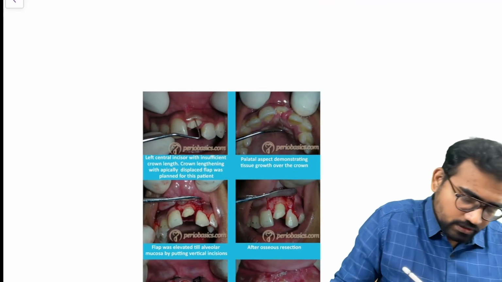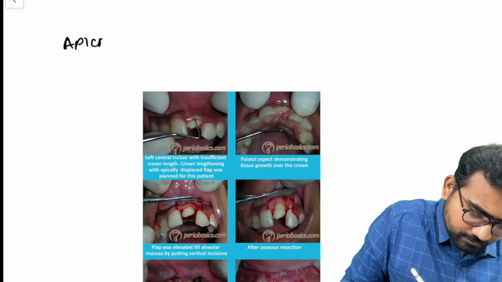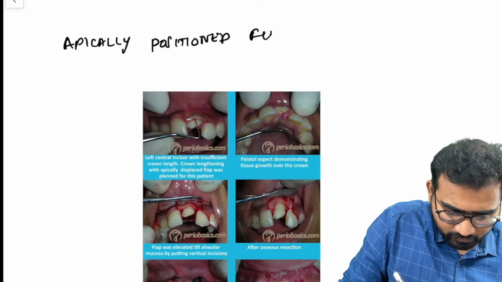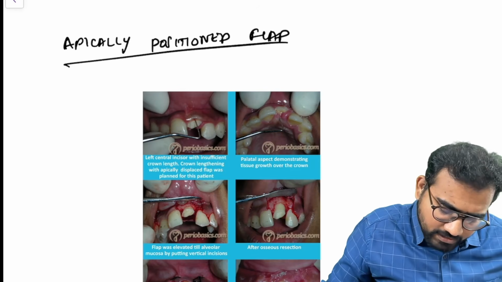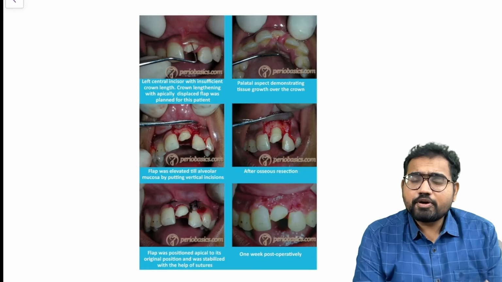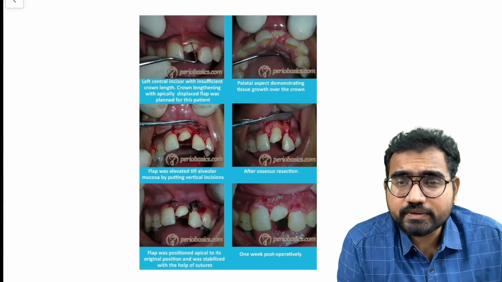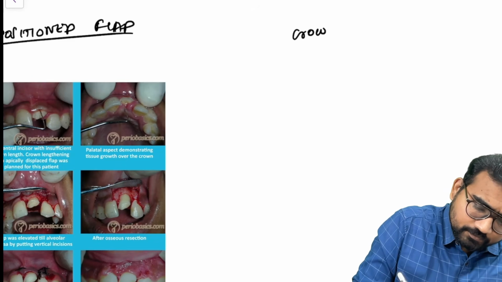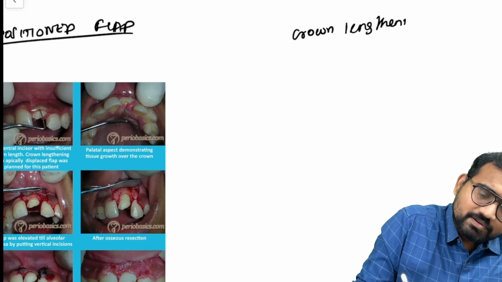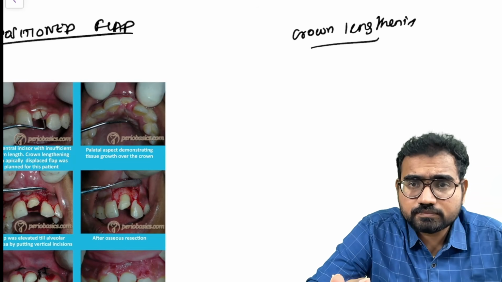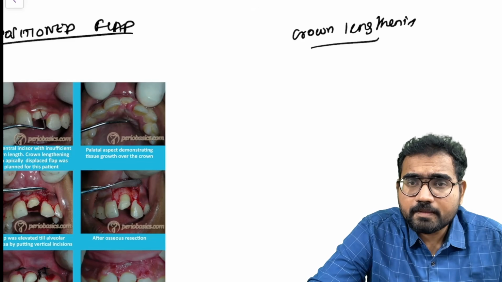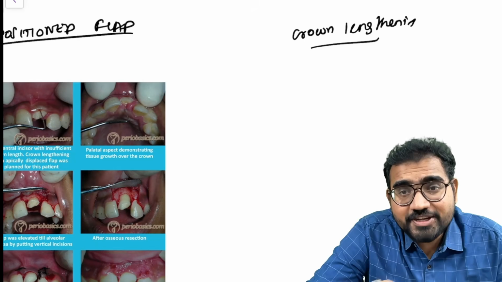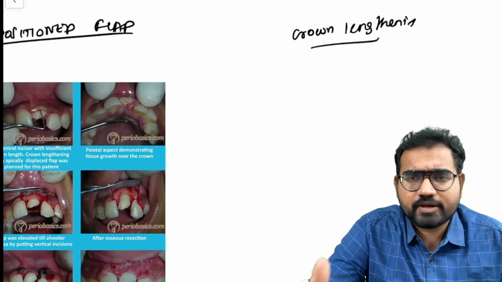Now coming to the apically positioned flap. The apically positioned flap is predominantly done for crown lengthening cases. Crown lengthening means what? I'm increasing the height of the crown so that I can place the gingival margins or finish line, so that I can give a cap or a crown or a bridge, whatever it may be.